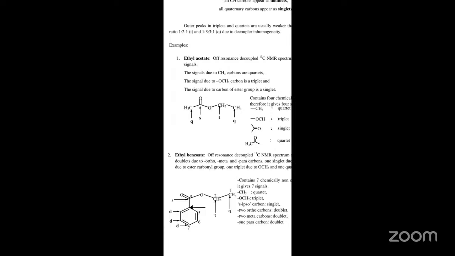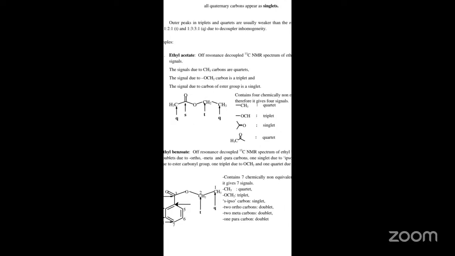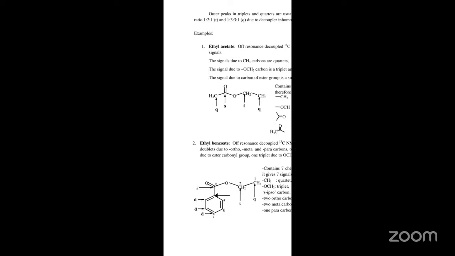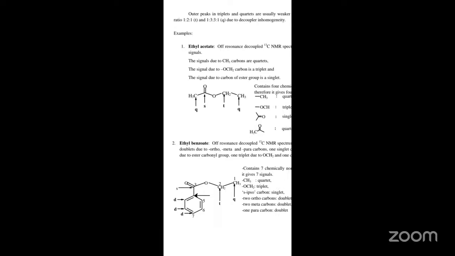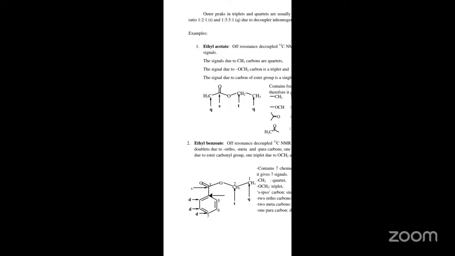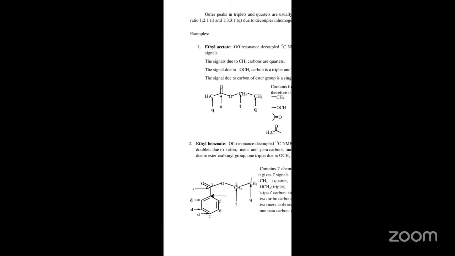And this CH3 appears as a quartet again because there are three protons directly attached to this particular carbon. And in this ethyl benzoate also we will see the signals, multiplicity. Like here for this ortho, para, meta, we'll have different signals. The ortho appears as a doublet, and para also appears as a doublet here. And meta, ortho, para, meta. So these three carbons appear as doublets.